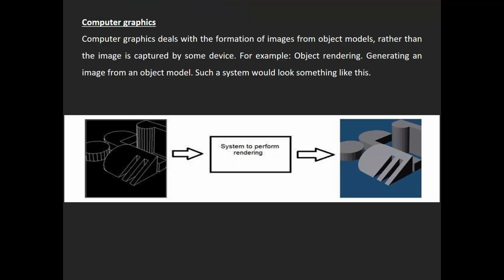There is another overlapping field which is known as computer graphics. Computer graphics deals with the formation of images from an object model, rather than the image being captured by some device. For example, consider the rendering of an object, generating an image from an object model. Such a system would look something like this. We have some object model and that generates a rendering of an object. This concept comes under computer graphics.